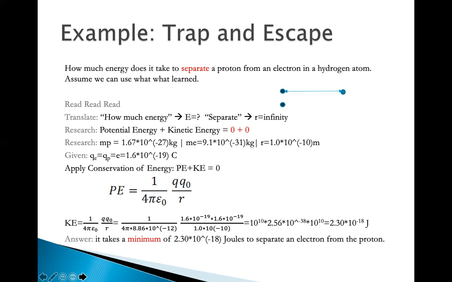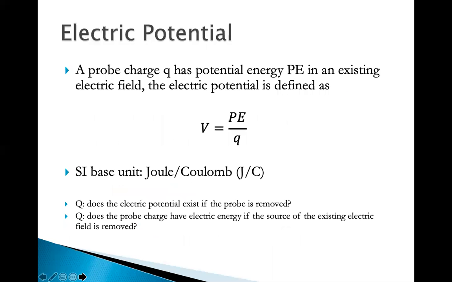Apply conservation of energy, then we can calculate the kinetic energy, and the numerical value is this. To answer in a complete sentence, it takes a minimum of this much energy. If the kinetic energy is more than the minimum, then it will still have some kinetic energy when they're separated at infinity.